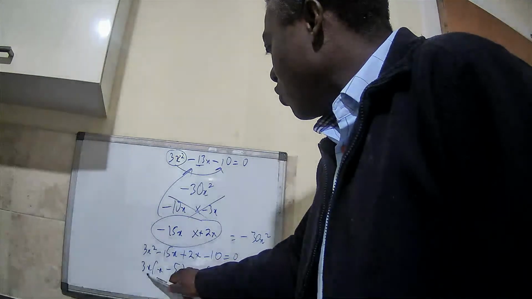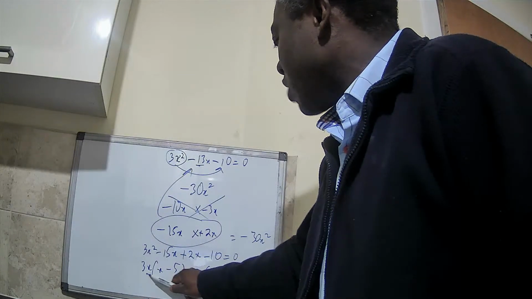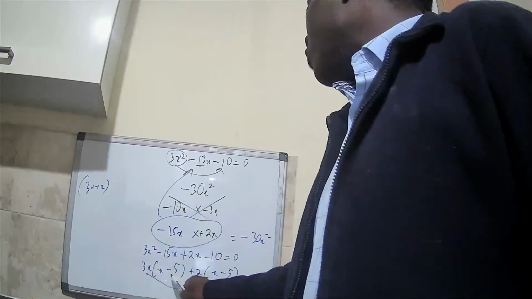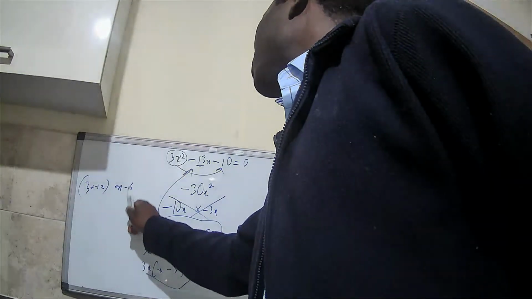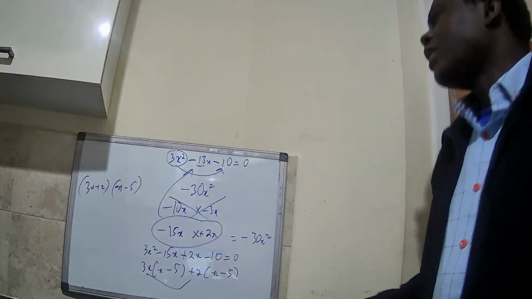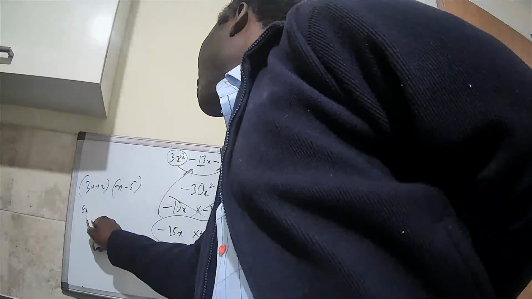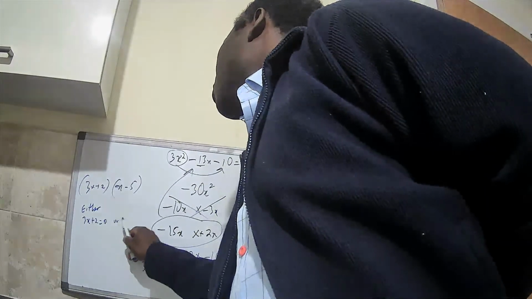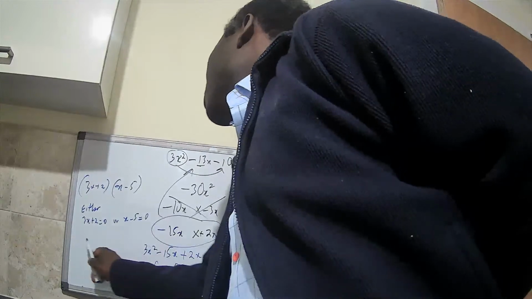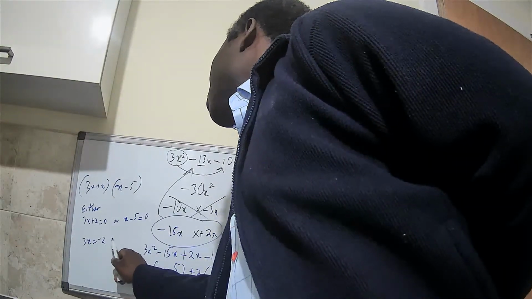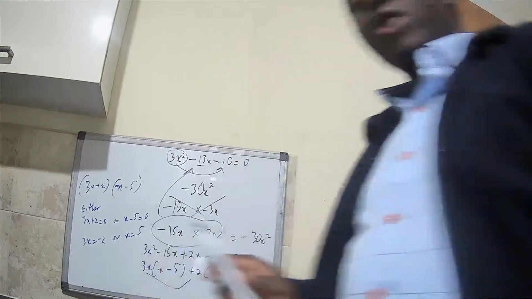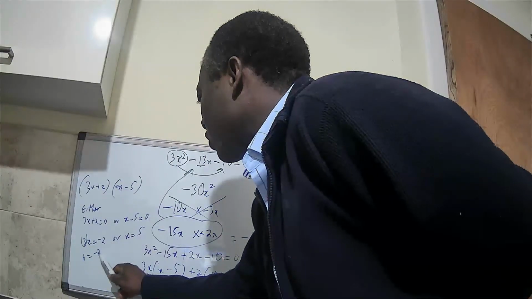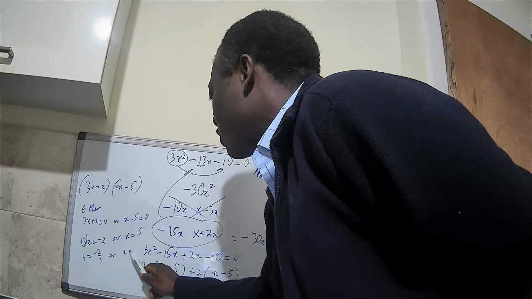So connect the two numbers on the sides of the brackets together. So we have 3x plus 2, then take one of the two brackets because they are the same, x minus 5. So you can now introduce your either. Either 3x plus 2 equals 0, or x minus 5 equals 0. So 3x equals minus 2, or x equals 5. Divide both sides by 3, so x equals minus 2 over 3, or x equals 5.